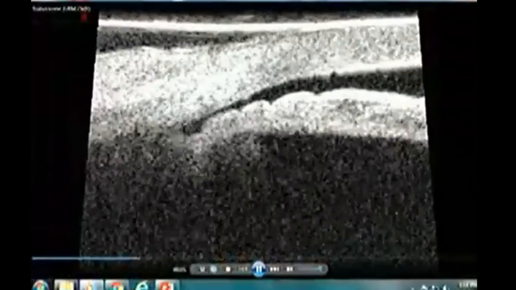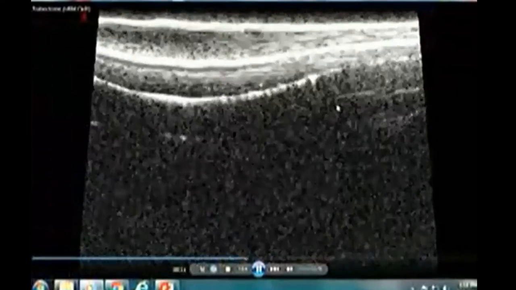That's the cyclodialysis cleft. You can see the communication between the anterior chamber and the suprachoroidal space. So it will come on the other side.